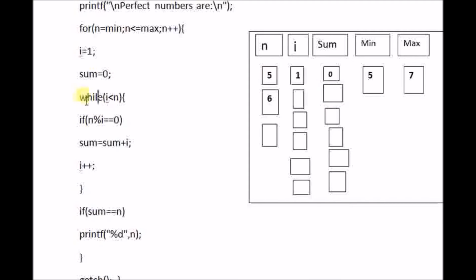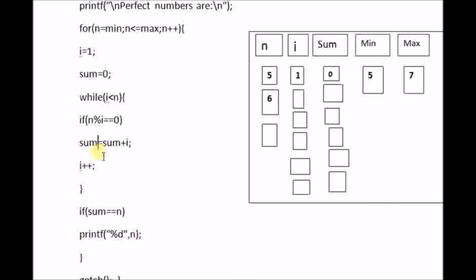Then the loop is while I less than n. Is 1 less than 6? Yes, the condition is true. The control will go inside. Then the if condition will be executed. The if condition expression is 6 mod 1 equal to 0. The remainder of 6 divided by 1 will be 0. So the condition is true. Hence, this statement will get executed.